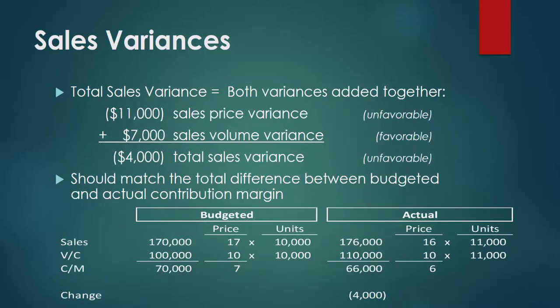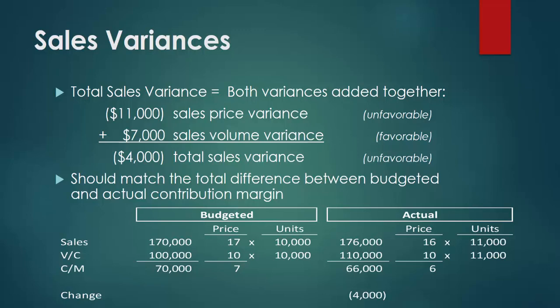Finally, we want to get to our total sales variance. And our total sales variance would be the two other variances added together. So we take our negative or unfavorable sales price variance of $11,000, add it to our positive or favorable sales volume variance, and the net number there is $4,000 negative, meaning unfavorable. So we have an unfavorable total sales variance of $4,000. That should match the total difference between the budgeted and actual contribution margin.